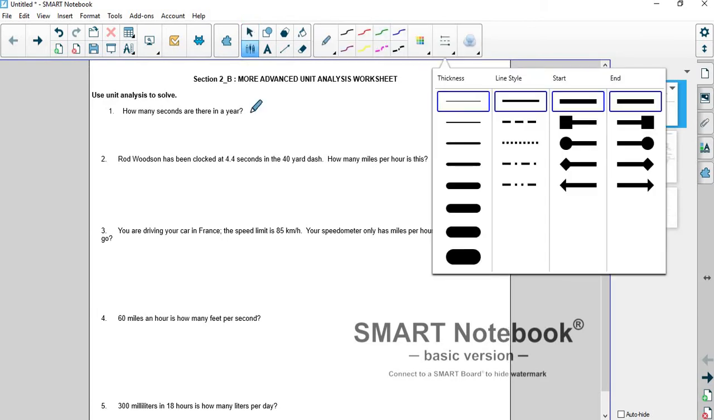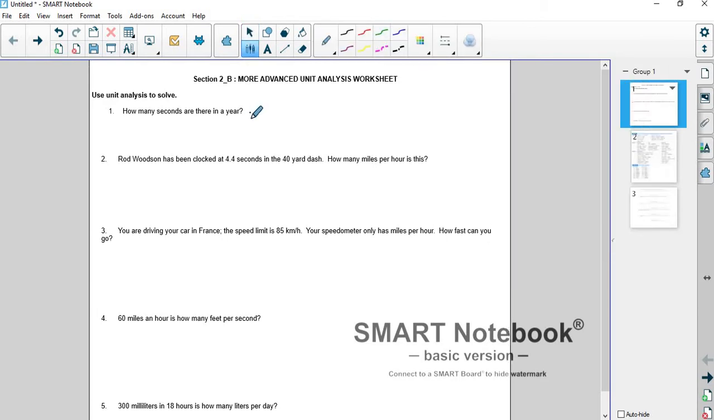How many seconds are there in a year? Again, this information is provided for you, but if you think about it, what do you know? You know there's 60 seconds in 1 minute, and there's 60 minutes in 1 hour. And there are 24 hours in 1 day. Whenever we're doing this, unless it's otherwise specified, we use 365 days for 1 year.